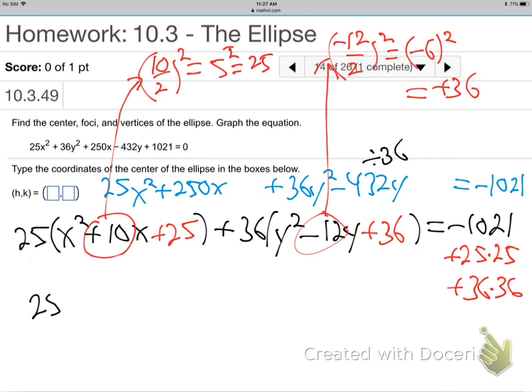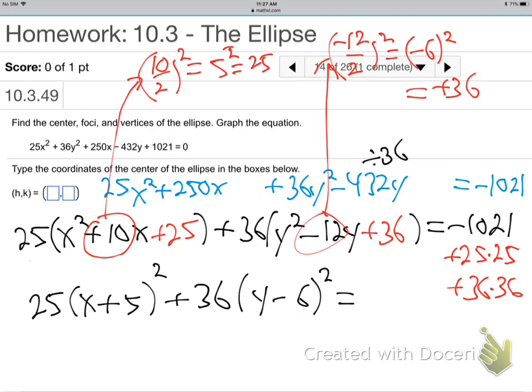Now, what do we got? These three will factor: x plus 5 squared, y minus 6 squared. What's that right side all together? 900. Nice clean 900. It's nice when you get numbers like that. You know something good's happening. It's exactly 900.